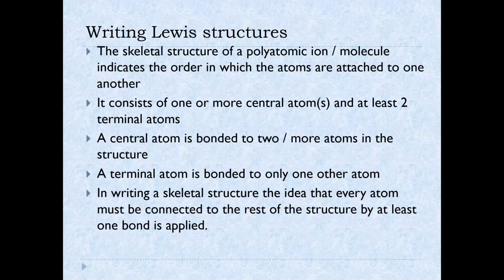You first get the skeletal structure of the polyatomic ion or molecule. And we don't only write it for molecules, we also write it for ions. Like maybe you have your SO4 2 minus, we can draw the Lewis structure. So the skeletal structure of the ion or the molecule indicates the order in which the atoms are attached one to another.